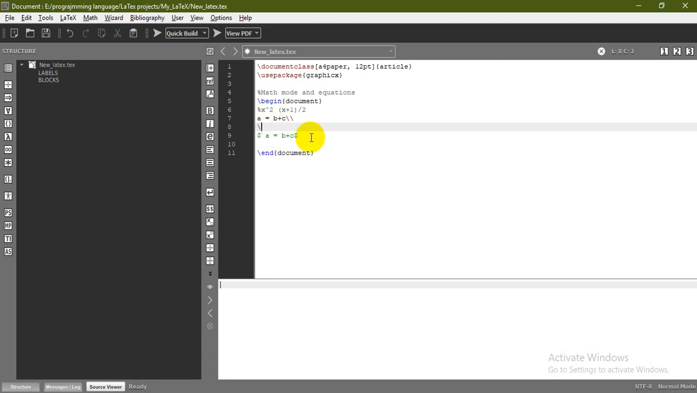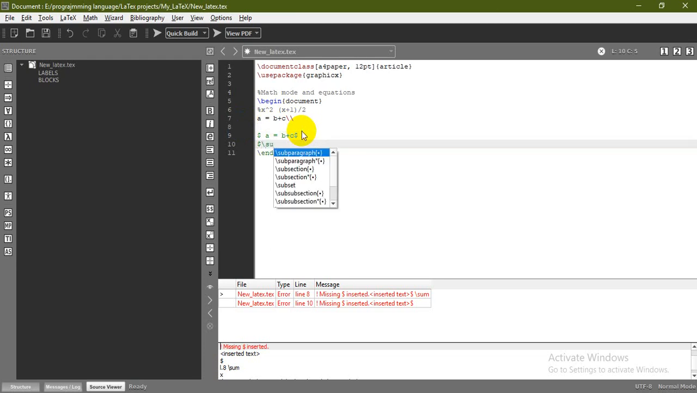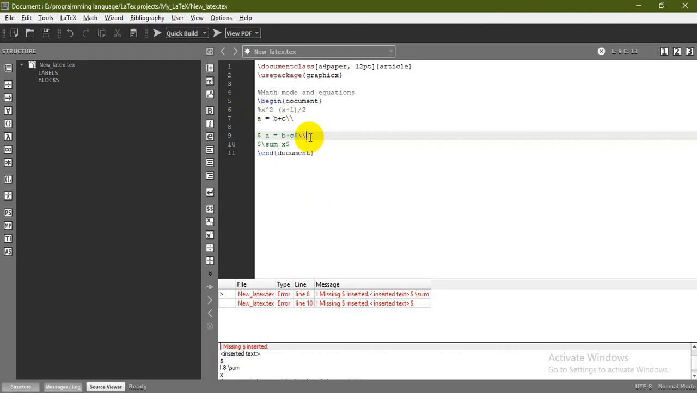So now, for example, if you want to write the summation of x. I want to write the summation of x as such. You see that if I just compile here, it's going to present me with errors on the summation of x. But now, if I come here inside the math mode, I write the summation of x inside the math mode. So I come here, I go to another line.